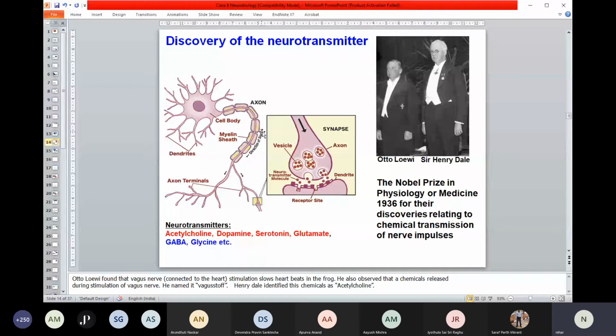In summary, when the electrical signal comes to the end of the first neuron, the end of the axon or axon terminals, the terminals release some chemicals called neurotransmitters. The chemicals are released into this gap and then bind with the dendrite of the second neuron, and thereby excite the second neuron. That's how the information goes from one neuron to another neuron. Or in other words, one neuron can excite another neuron.